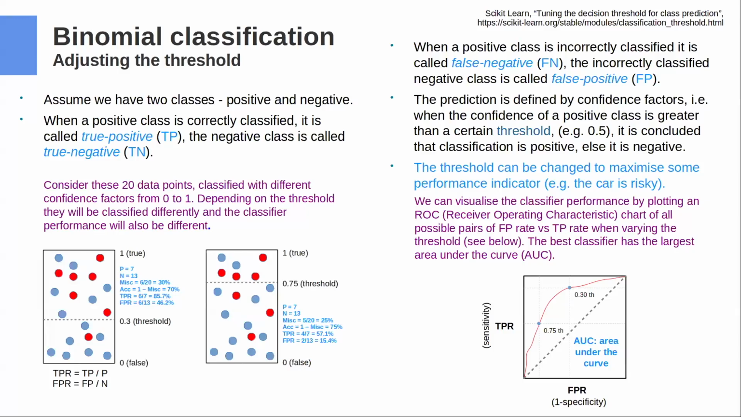You look at confidence factors which are returned from your model. And if you adjust the threshold up or down, you could get better accuracy. This is shown here. We have the misclassification examples and correctly classified examples. And when you change the threshold, at 0.3 threshold, you have accuracy 70%. At 0.75 threshold, the accuracy is 75%. So you can actually improve it.